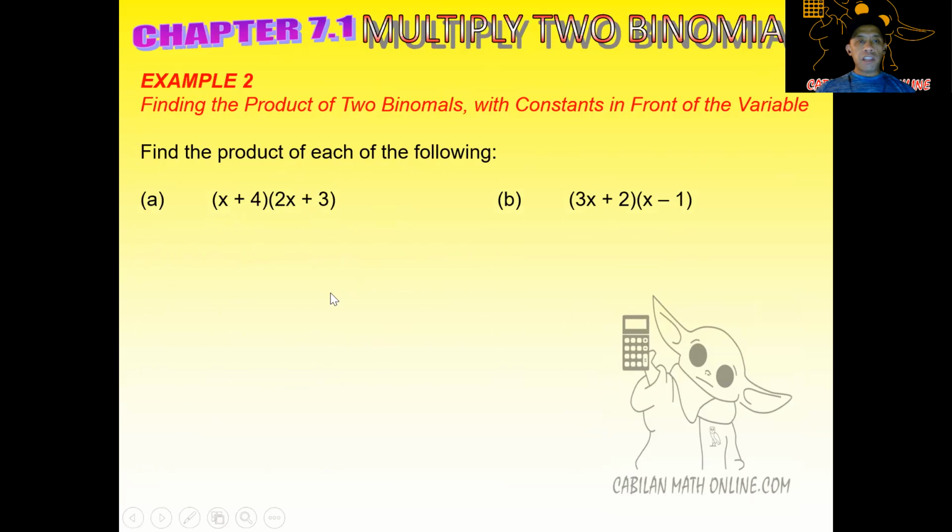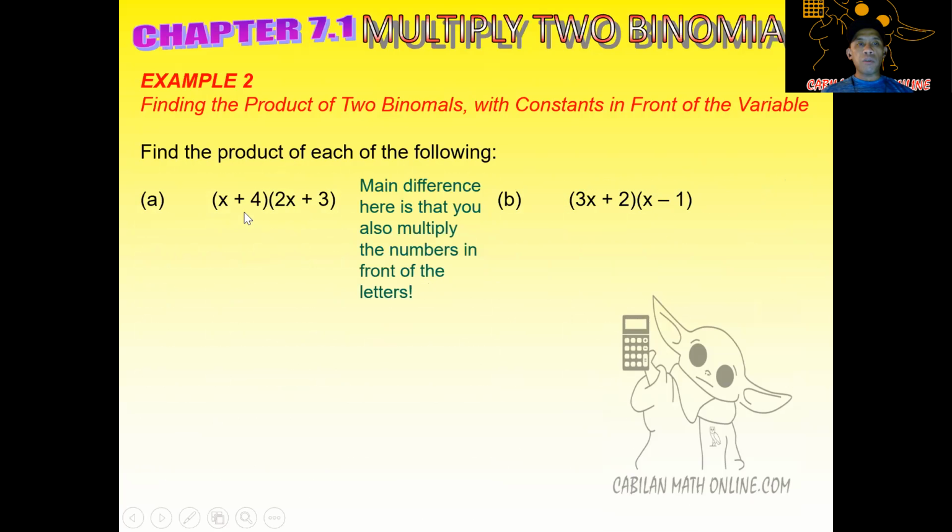So what we're going to do for this one over here, exactly the same thing. We're going to multiply the two letters together and factor in that the x in the second bracket happens to have a number 2 in front. So we're going to take this first x, multiply it to the 2x. So that's the first part. And the outside part is when you multiply the x to the 3.